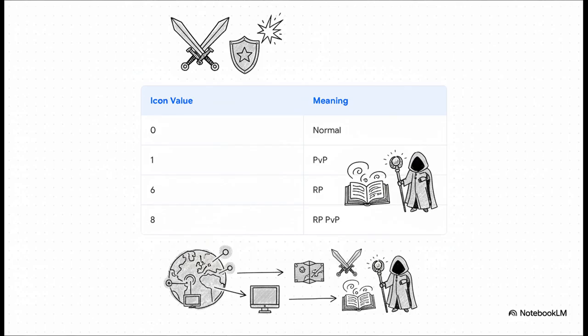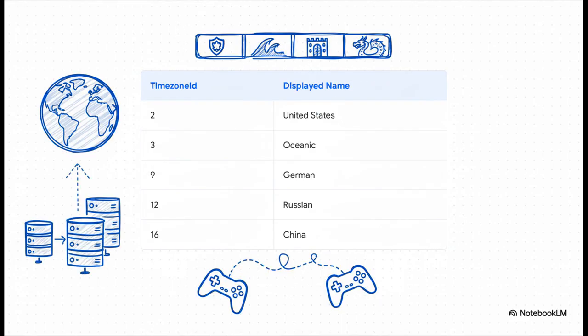It's so efficient. And it's the exact same idea for the region or time zone. The time zone field in the database is just another number. The table might store a 3, and your game client knows that 3 means it should display Oceanic. This is how they can give you those nice, neat tabs to sort servers by region.